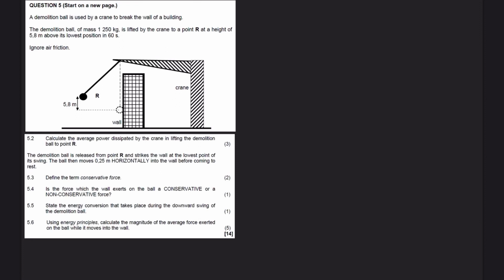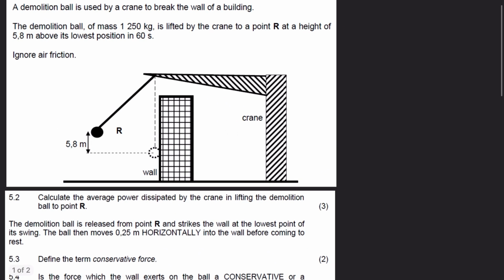Let's take a look at this question. Question number 5. A demolition ball is used by a crane to break the wall of a building. The demolition ball of mass 1,250 kilograms is lifted by the crane to a point R at a height of 5.8 meters above its lowest position in 60 seconds. Ignore air friction. Okay, important.